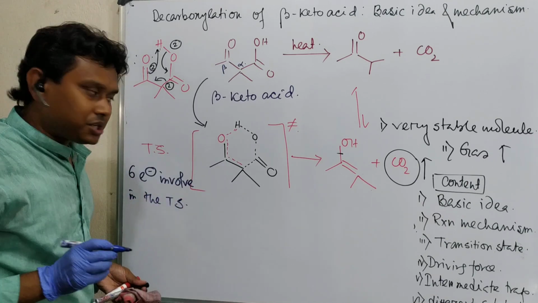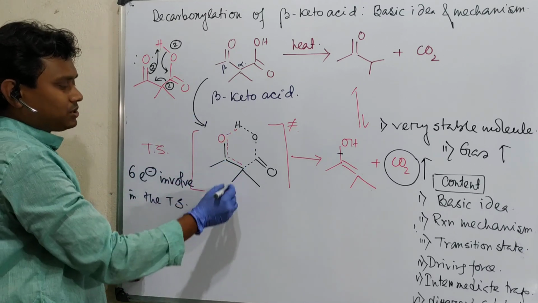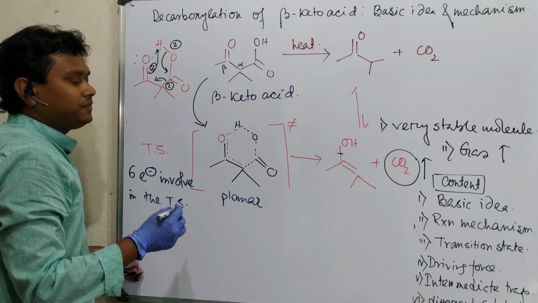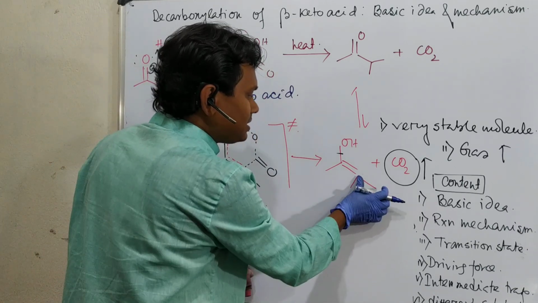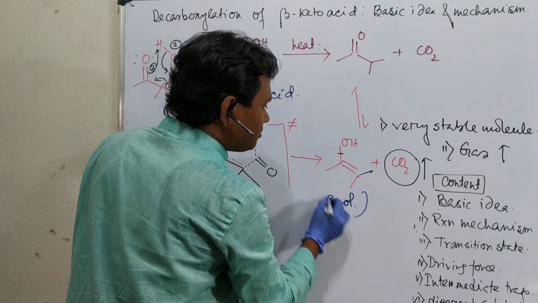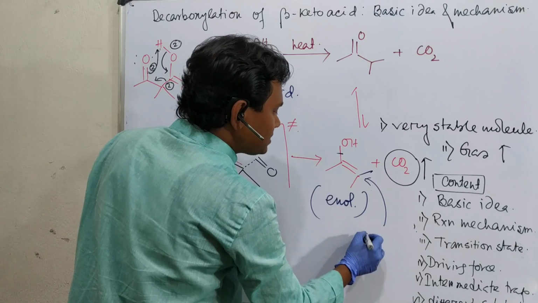During the transition state, it's planar. So the TS is planar. And if you see the product, this is actually an enol. What do I mean? That this carbon contains a p orbital.